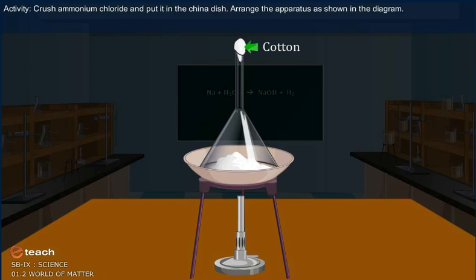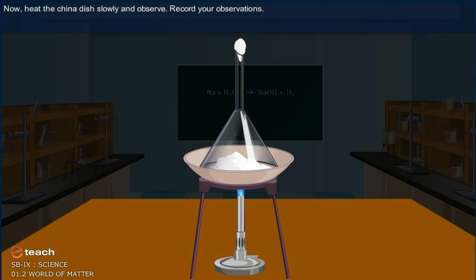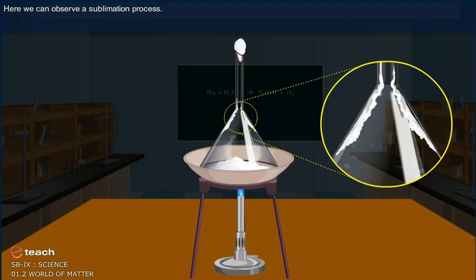Activity. Crush ammonium chloride and put it in the china dish. Arrange the apparatus as shown in the diagram. Now heat the china dish slowly and observe. Record your observations. Here we can observe a sublimation process.